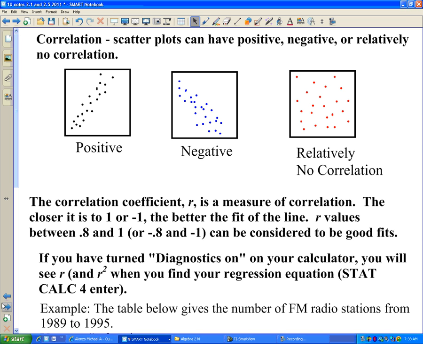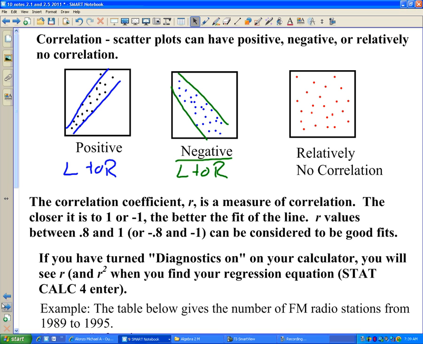Chapter 2, Section 5 is talking about correlations and line of best fit. A correlation is a scatter plot that can have positive, negative, or relatively no correlation. Positive means if I look at my data, for the most part, my data is forming a line that from left to right is increasing. So this has positive correlation. Here, my data is decreasing from left to right. So this has negative correlation.